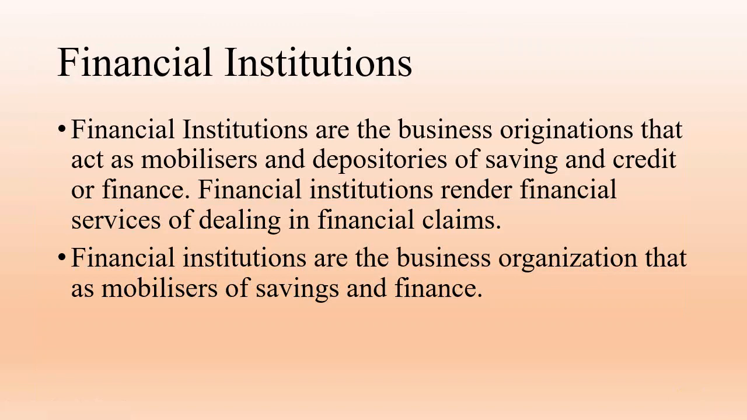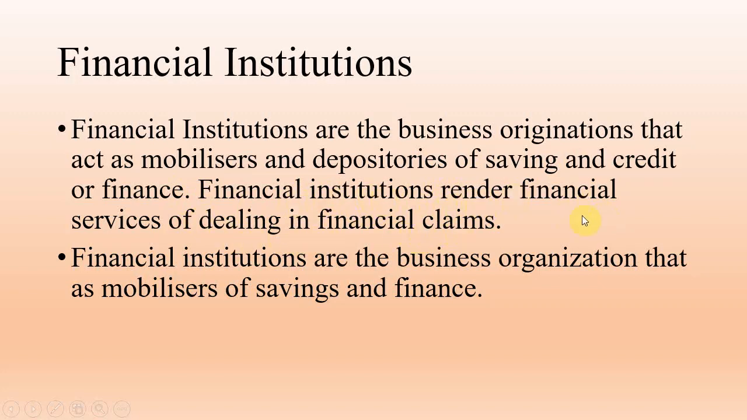First one is financial institution. What is a financial institution? In our day-to-day sense, when we study financial institutions, we mostly consider them as a bank. So what is the exact meaning of financial institution? Financial institutions are business organizations that act as a mobilizer. Mobilizer means the money can be transferred or moved from one place to another, and they are mobilizers of savings and credit or finance. Financial institutions render financial services or deal in financial claims.